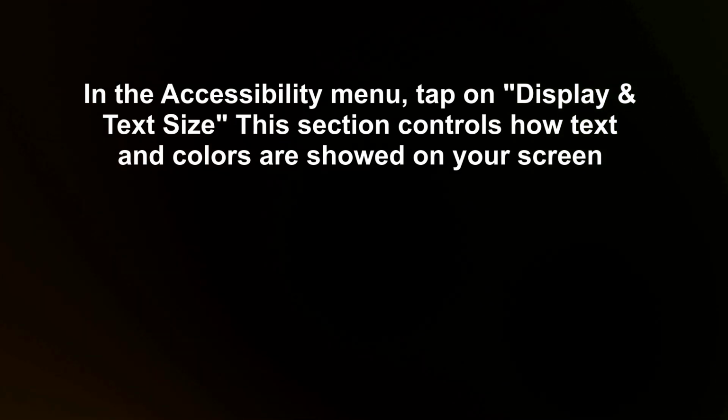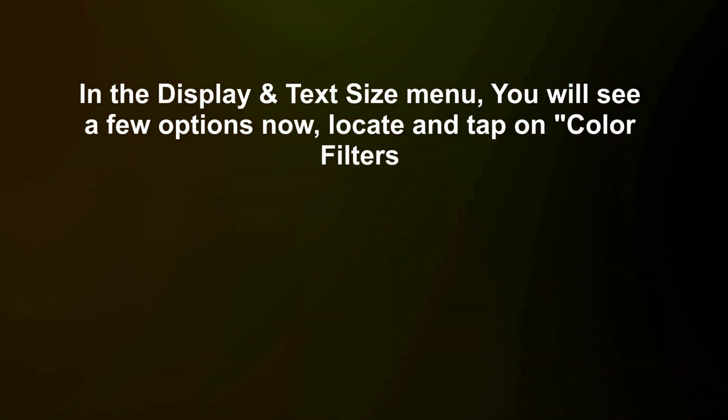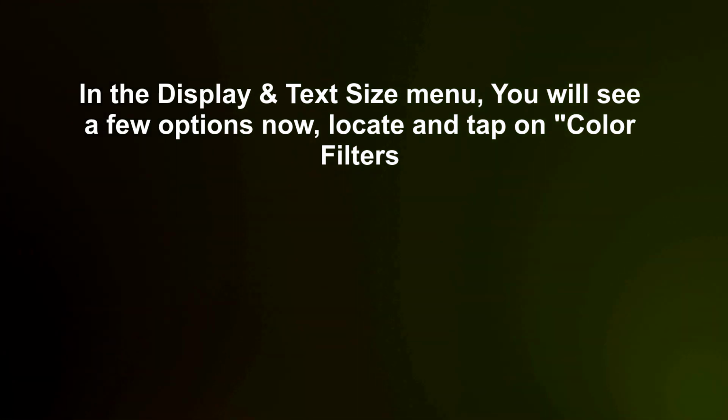In the Accessibility menu, tap on Display and Text Size. This section controls how text and colors are shown on your screen. In the Display and Text Size menu, you will see a few options. Now, locate and tap on Color Filters.